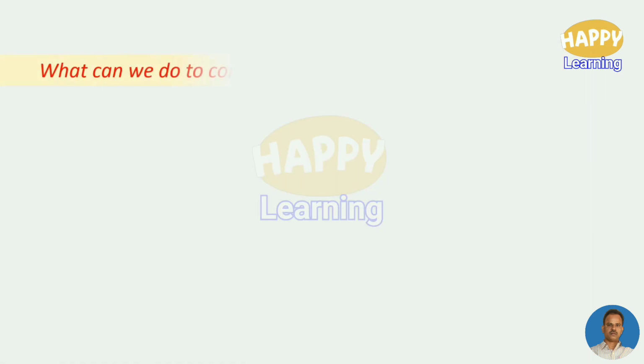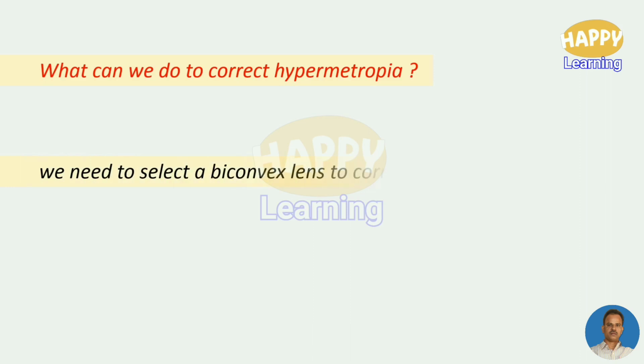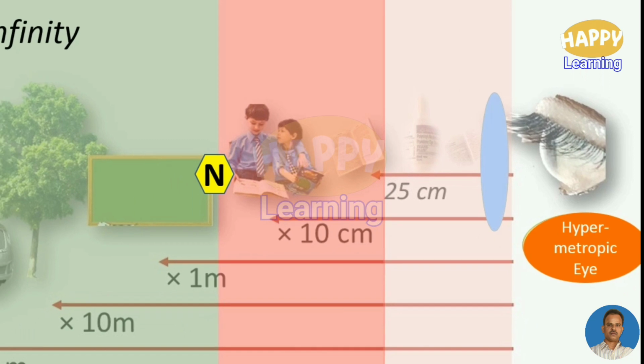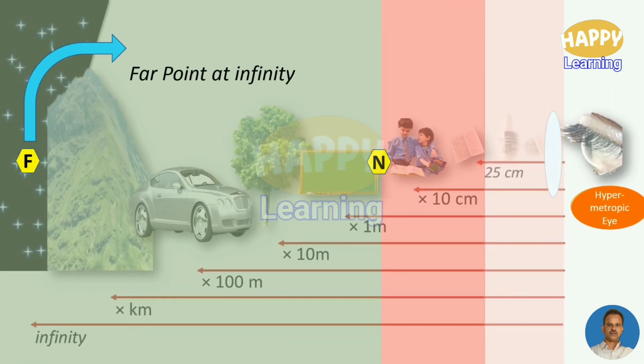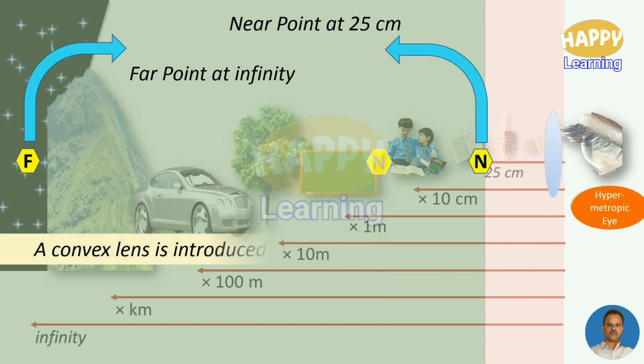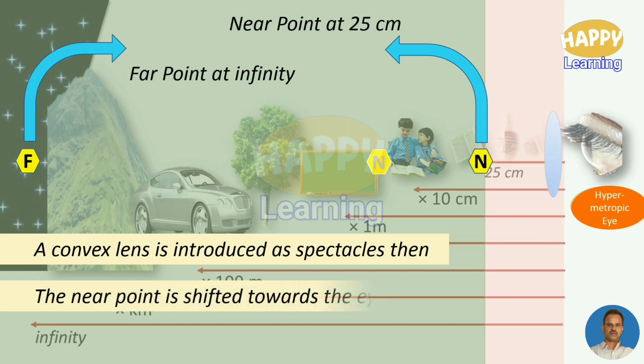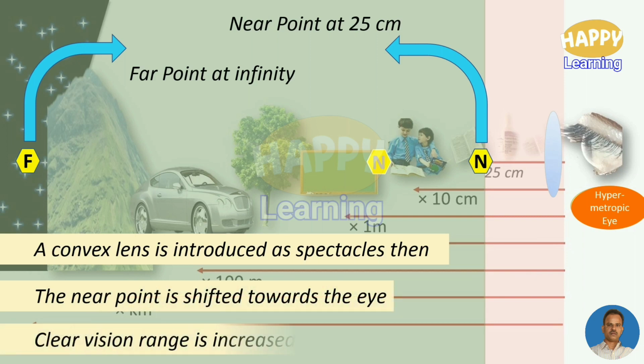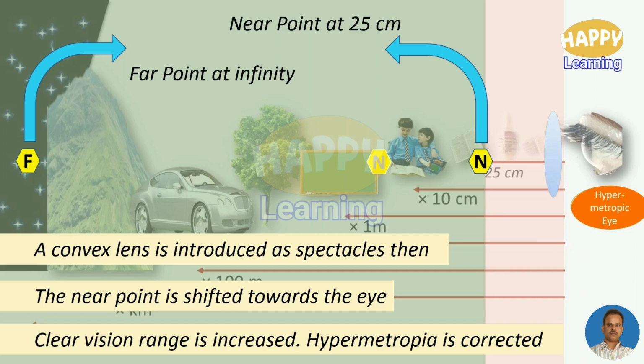What can we do to correct hypermetropia? We need to select a biconvex lens to correct hypermetropia. Here, a biconvex lens is introduced in front of the eye in the form of a spectacle, then the near point is shifted towards the eye. When a convex lens is introduced as spectacles, the near point is shifted towards the eye, the clear vision range is increased, and hypermetropia is corrected.